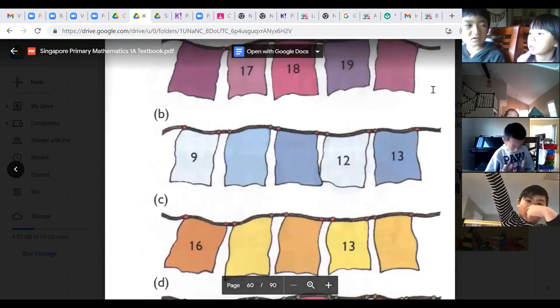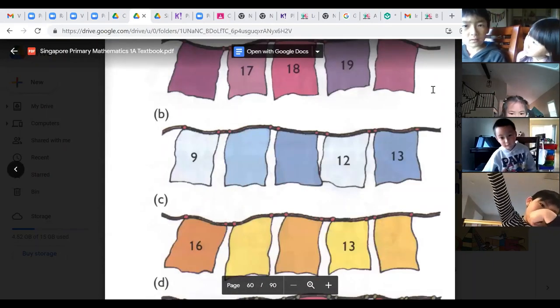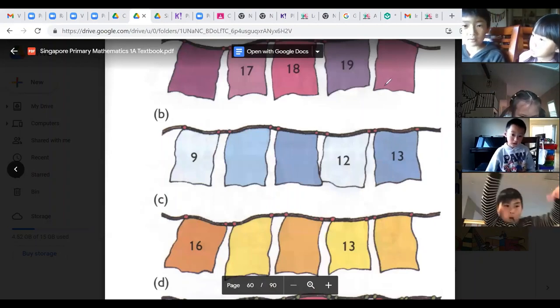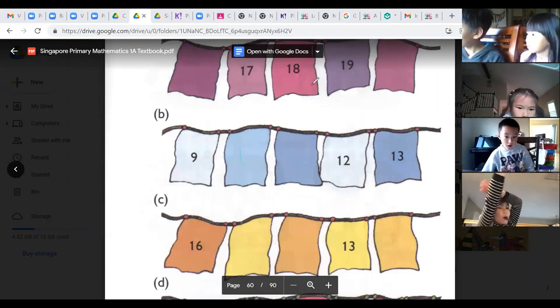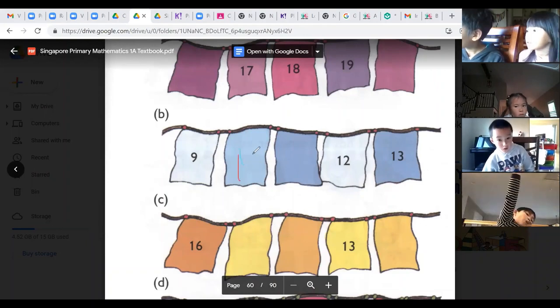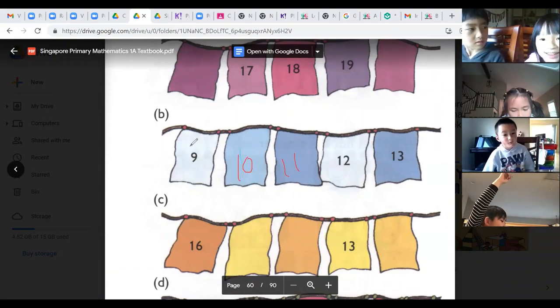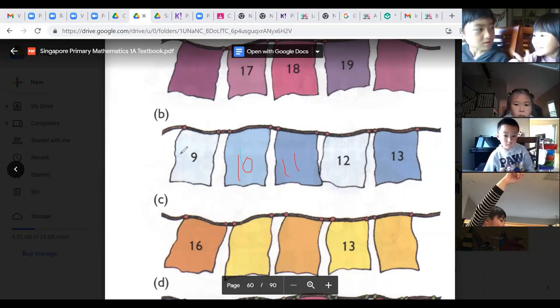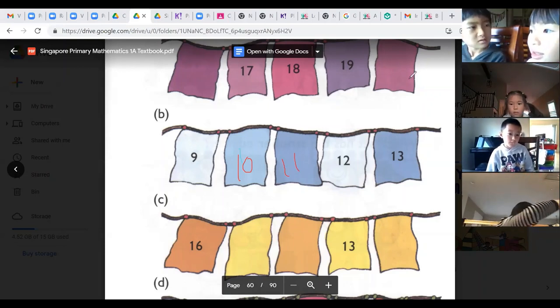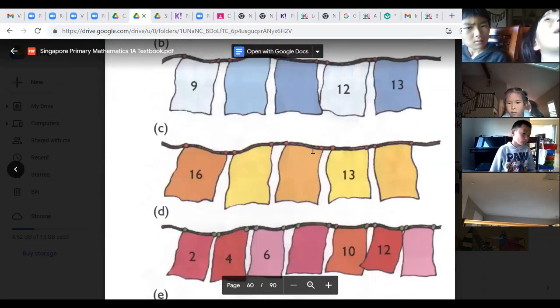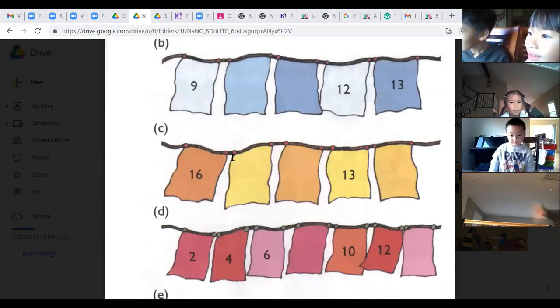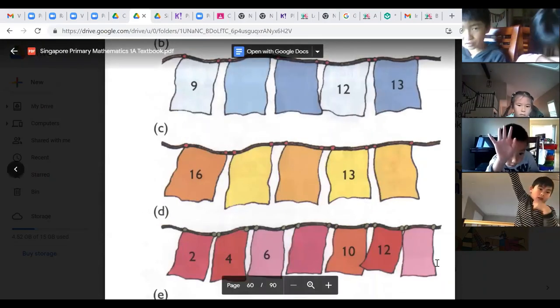Same for 9 to 13. If we count, we know that after nine, we will get 10. And after 10, we will get 11. So then it would go 9, 10, 11, 12, and 13. Okay, who would like to try C? Yes, Mason.